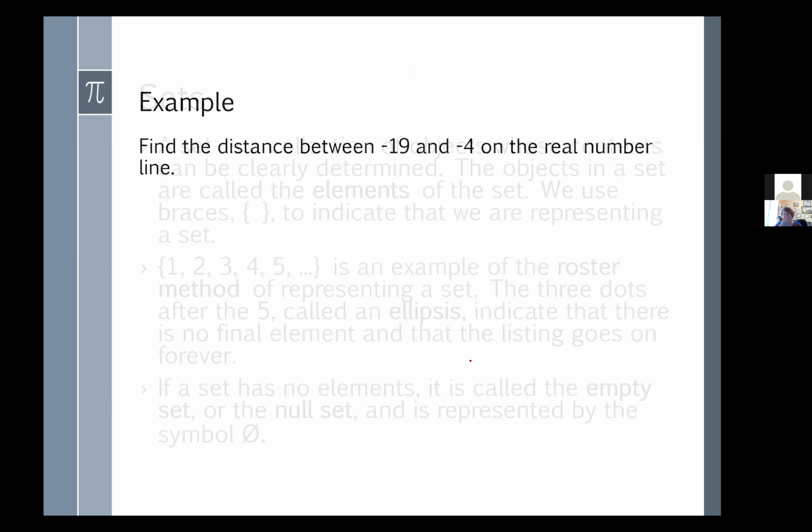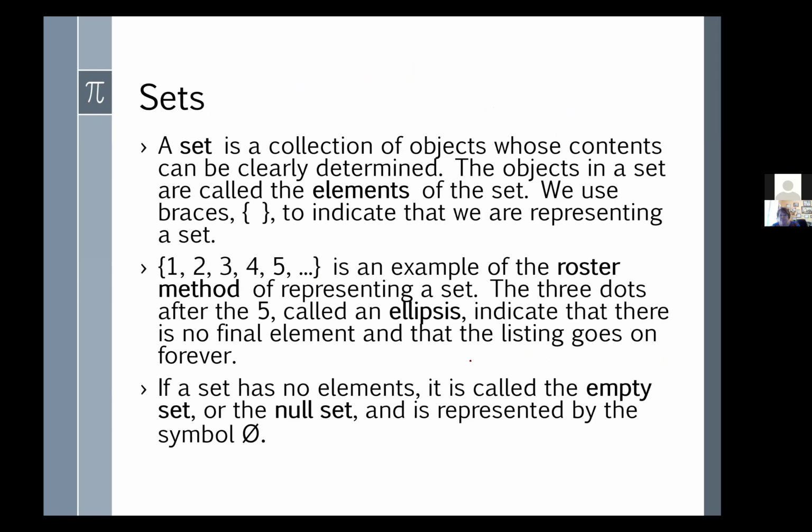All right, sets. Now you have sets, and they're not mathematical. A lot of us have sets. If you have a set of dishes, your dishes match. I don't know why that was hard for me to say.